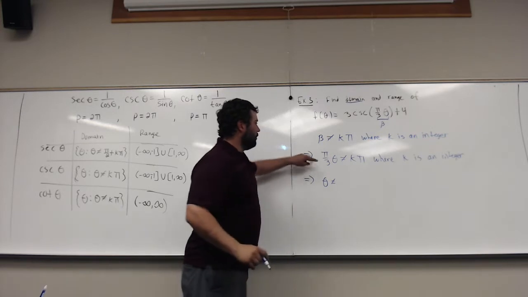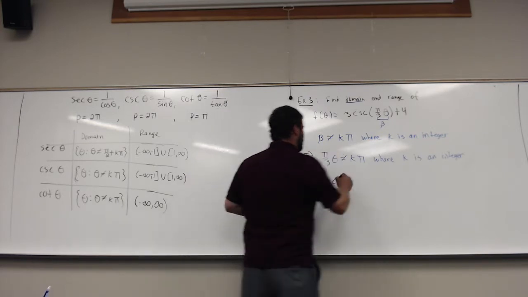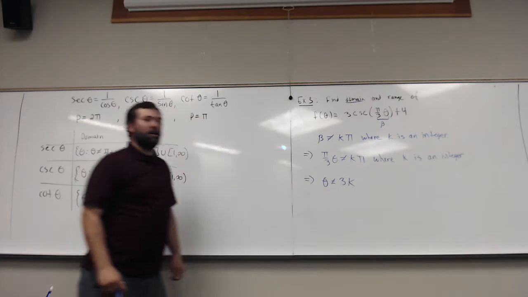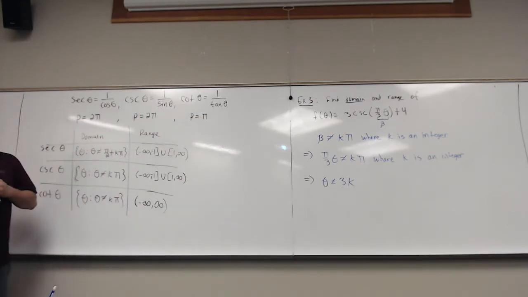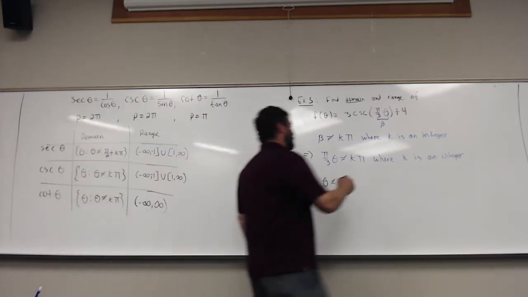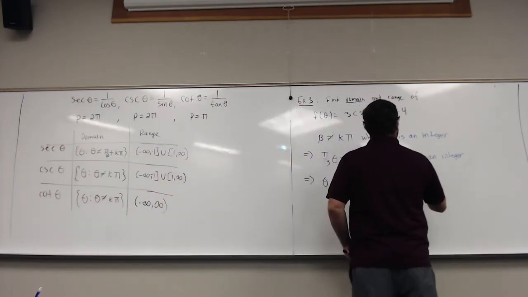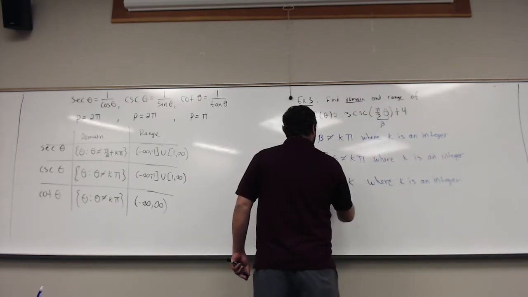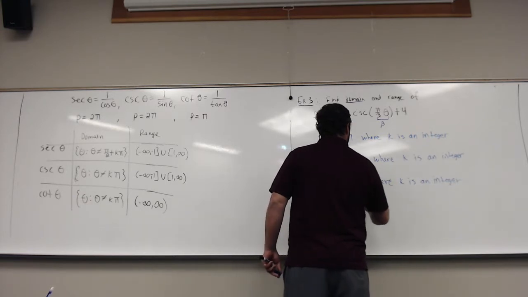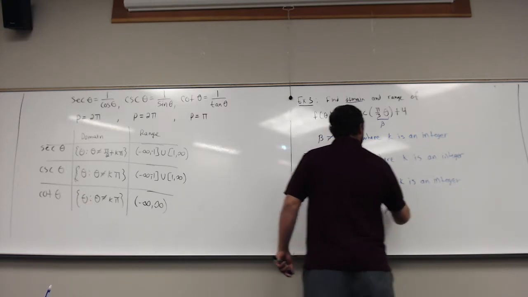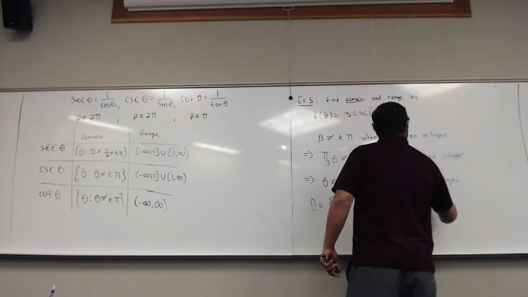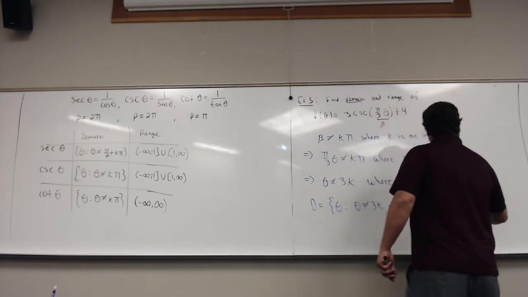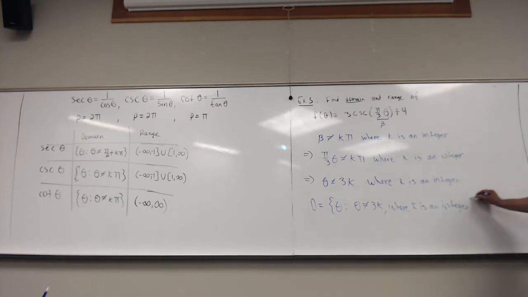Theta cannot equal, if you multiply both sides by 3 over pi, you'll get that theta cannot be a multiple of 3. Okay, so 3 over pi times k pi just leaves you with 3k, where k is an integer. And then finally, the domain then is comprised of all such thetas, such that theta is not equal to 3k, where k is an integer. And that would be your set that comprises the domain.